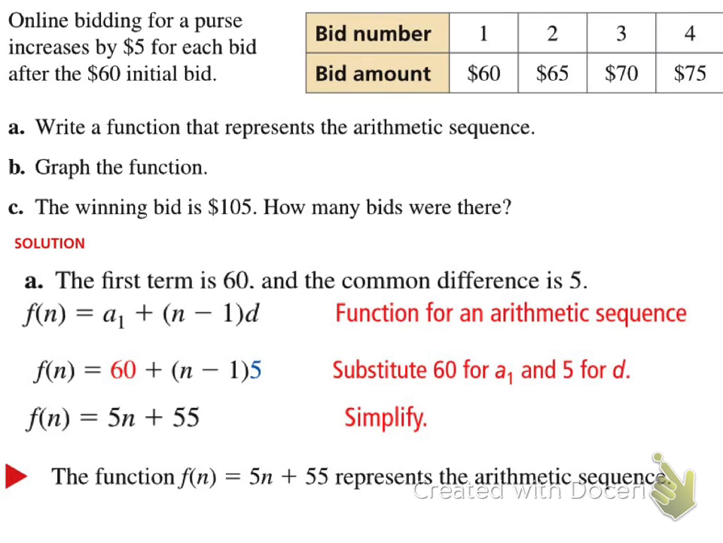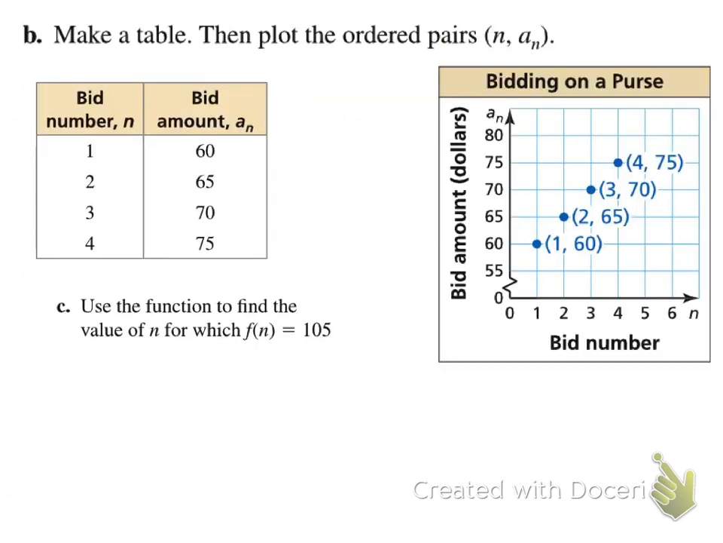Okay, part C is the winning bid is $105. How many bids were there? What is that? Is that my X or is that my Y? That's a Y. So in the function notation, where am I putting that? Where do I put that into the general equation? For the f of n or just for the n? For the f of n. The f of n. We put 105 here equals 5n plus 55.